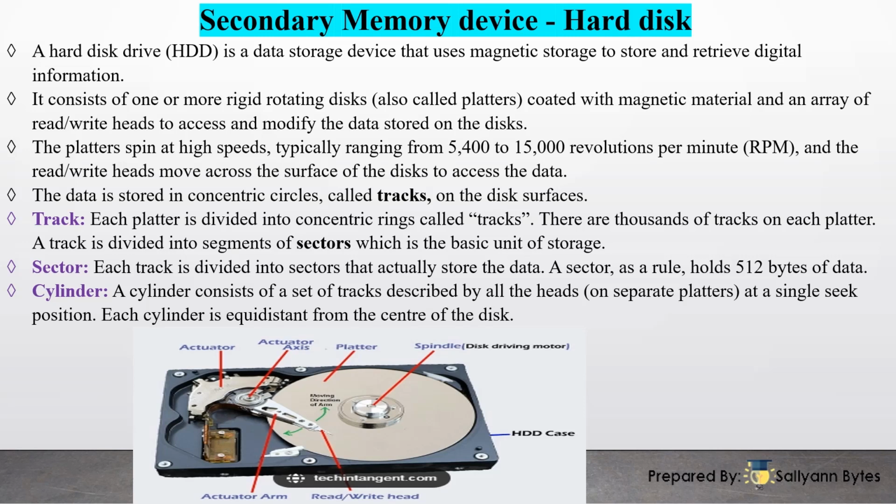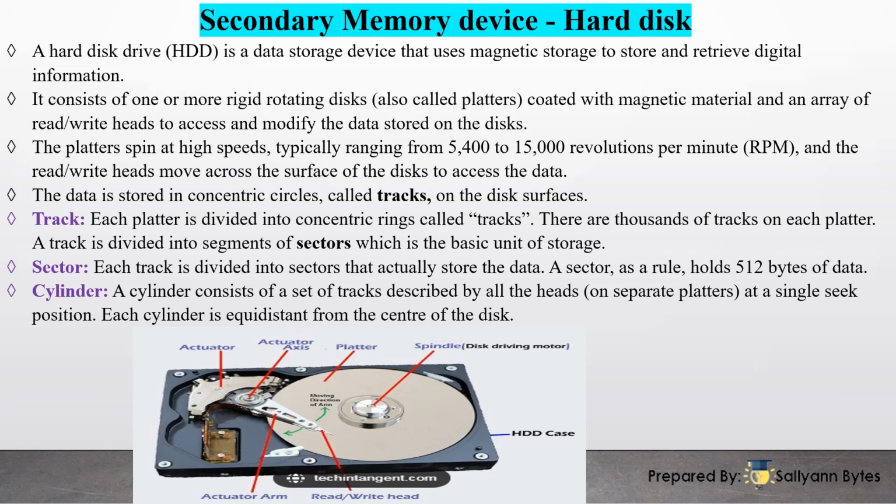The platters spin at high speeds, typically ranging from 5,400 to 15,000 revolutions per minute, RPM, and the read or write heads move across the surface of the disks to access the data. The data is stored in concentric circles, called tracks, on the disk surfaces. Track. Each platter is divided into concentric rings called tracks. There are thousands of tracks on each platter. A track is divided into segments of sectors, which is the basic unit of storage.